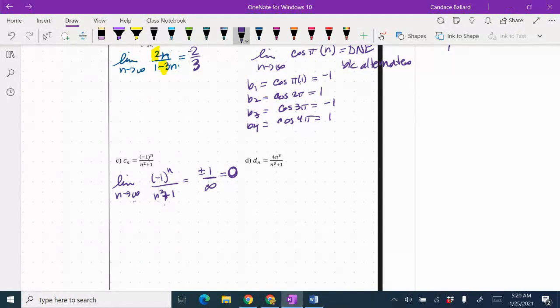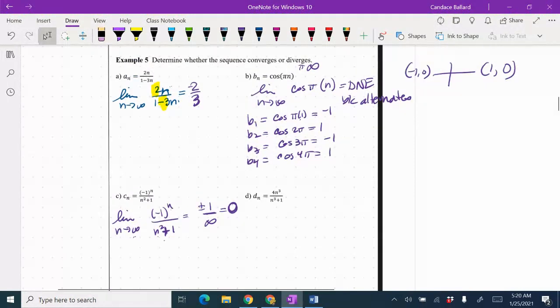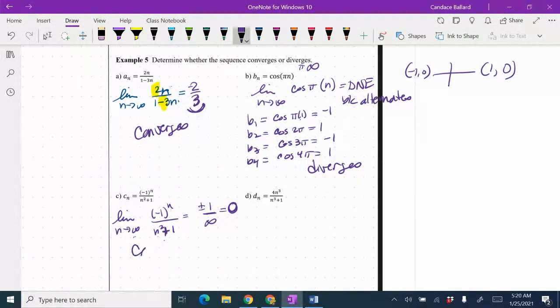So, I'm supposed to be saying if it converges or diverges, aren't I? So this one here on A, because we got a limit, converges. This one here on B we would say diverges. And this one here on C we would say converges because we got a limit.